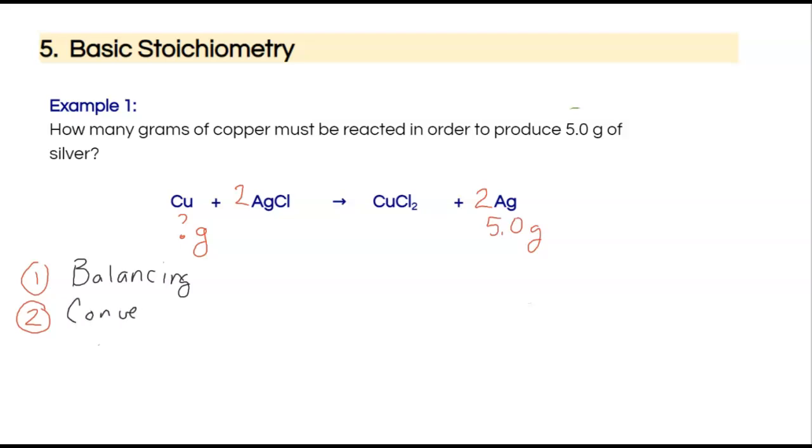So I'm going to convert to moles. And in this case, the way that I'm going to convert to moles is using our formula that my number of moles, in this case it's silver, is equal to my mass divided by the molar mass. Okay, and so the mass of silver is given to me as 5.0 grams. And the molar mass of silver, I can certainly look up on my periodic table, and it is 107.87 grams per mole.